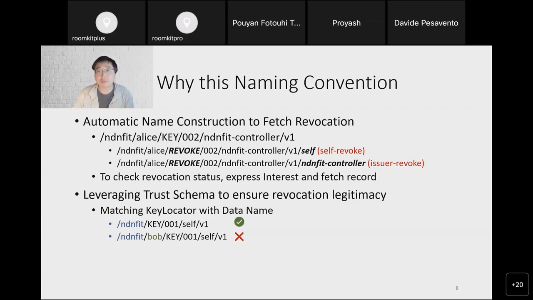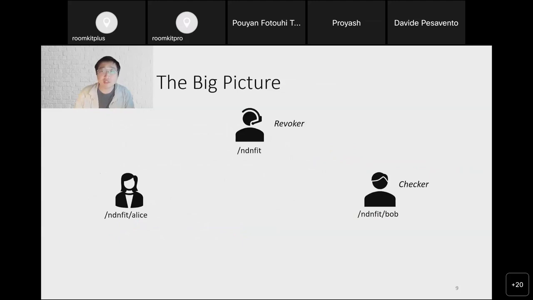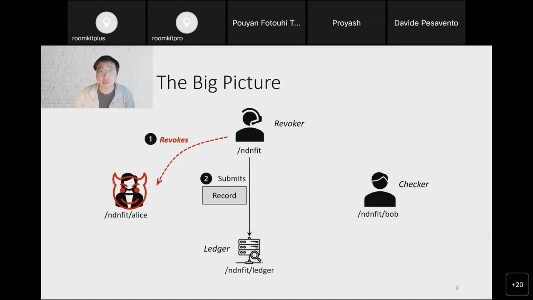Going back to the big picture, we have the ndnfeed controller, Alice, and Bob. Alice gets compromised, so the ndnfeed controller decides to revoke her certificate. Now we have discussed how the controller revokes Alice's certificate by generating a revocation record. Remember that in our system model, the revoker needs to submit the record to the ledger, and the checker, now Bob, needs to communicate with the ledger to learn about the revocation status. Starting from the next slide, we will talk about the record submission.